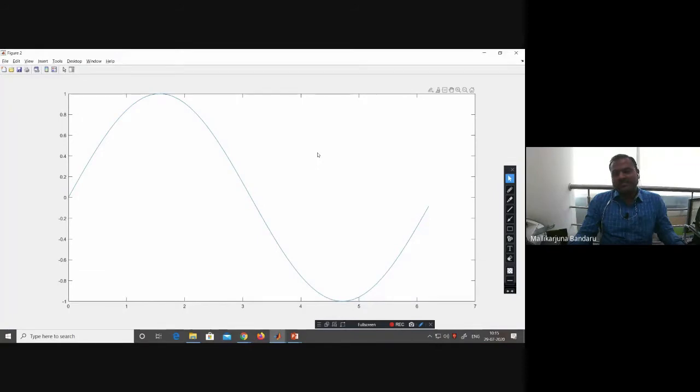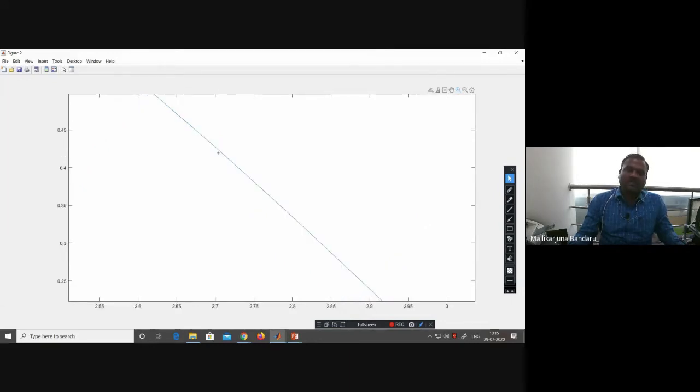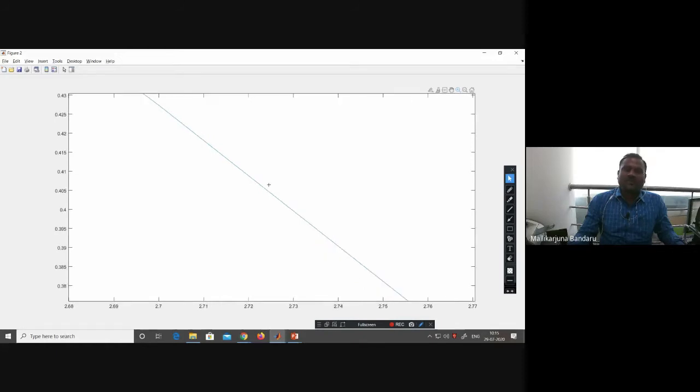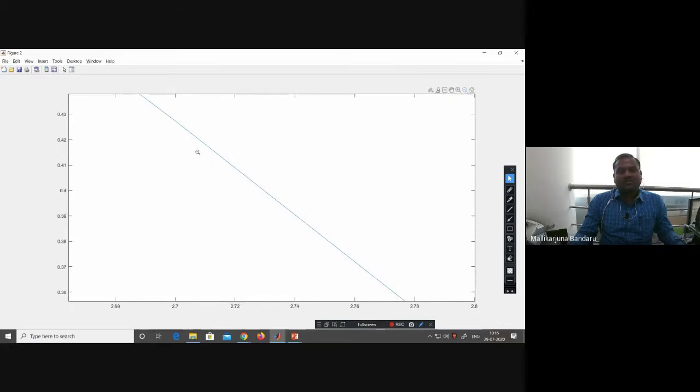If you would like to zoom, observe here at the top right. Once you move the cursor there, there is a zoom option. Once you click on that, wherever you would like to zoom in, you can zoom like that. Or if you want to come back, click on zoom out. That's all.